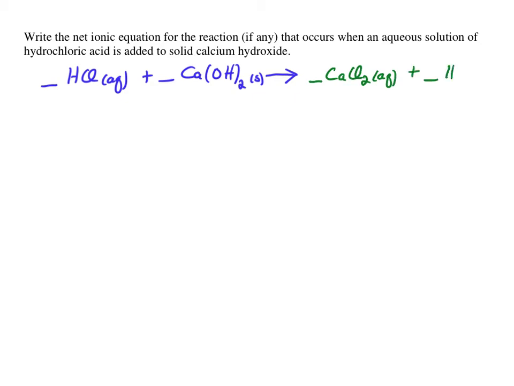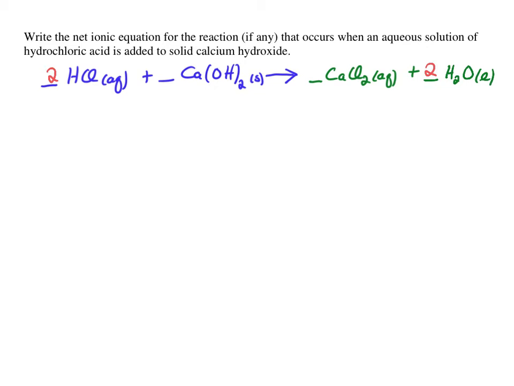H plus hydroxide gives us liquid water. Now, to balance this, we're going to need 2 HCl's and we'll generate 2 waters. So now we have our balanced full molecular equation.